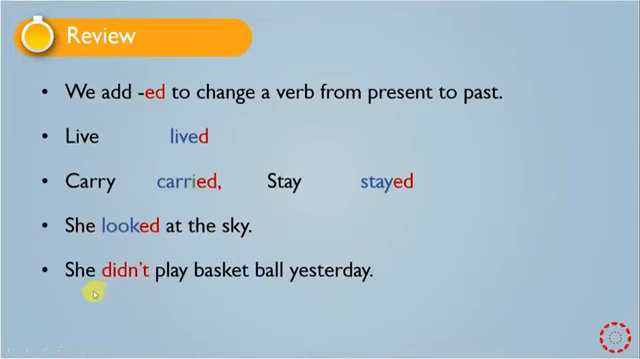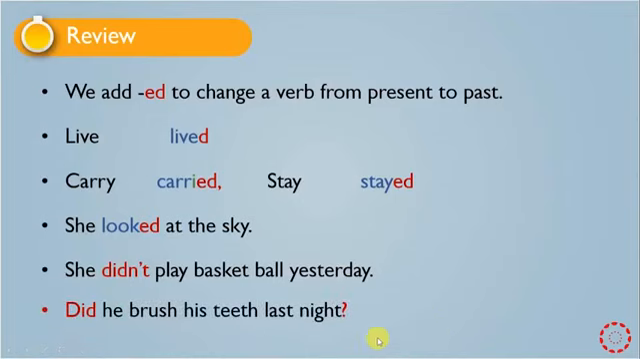The negative form is subject plus didn't plus verb base, then plus complement. She didn't play basketball yesterday. The interrogative form, the question form, is did plus subject plus verb base and plus the complement. Did he brush his teeth last night? The answer will be yes, he did, or no, he didn't.